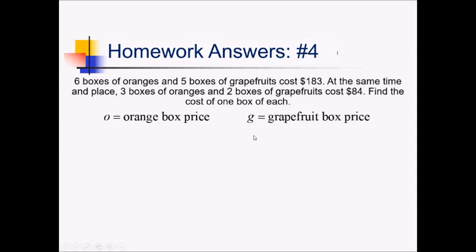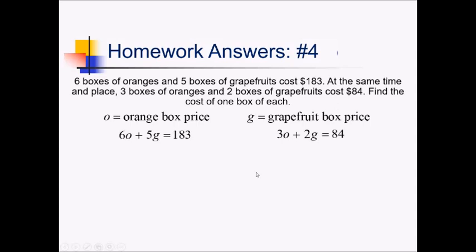Let's set up 2 equations now. They told us that 6 orange boxes and 5 grapefruit boxes added up to $183. So the value of 6 boxes of oranges, that's 6 times the value of 1 box, so 6 times O, plus the value of the 5 grapefruit boxes, 5 times the price of 1, 5 times G, that should add up to 183. Now for the other equation, same kind of reasoning. We have the value of the oranges, which is going to be 3 times O in this case, plus the value of the grapefruits, so 2 times G, equals 84.